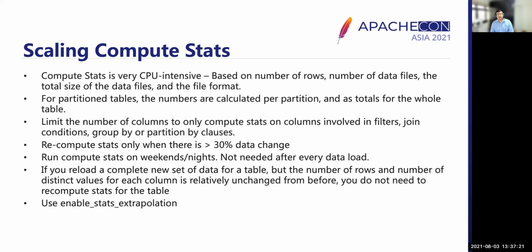You should always limit the stats collection to only the required columns, and the required columns are the columns that are used in the join and the group by clauses. You should recompute stats only when you change more than 20 to 30% of the data, and you should run compute stats ideally only on weekends or night times, or times when the cluster is not used that much. You don't really need to collect it after every data load. You can enable stats extrapolation, and that allows you to compute stats on the basis of just 10% of data or 20% of data, which is now GA for all customers.